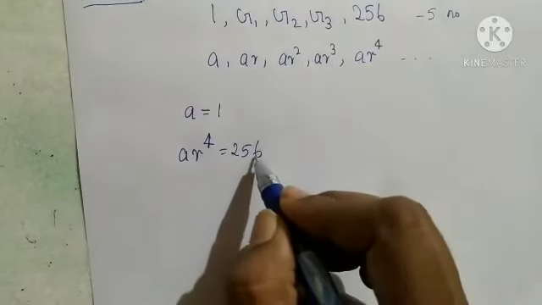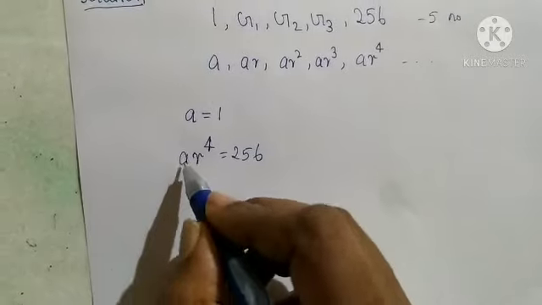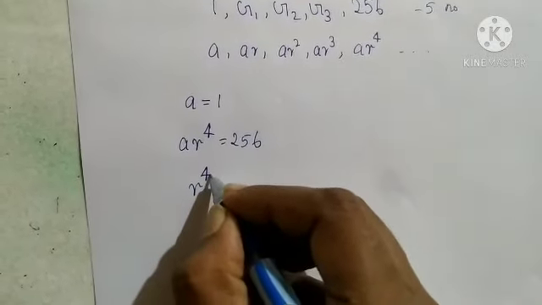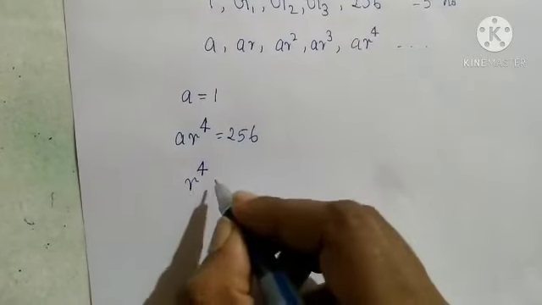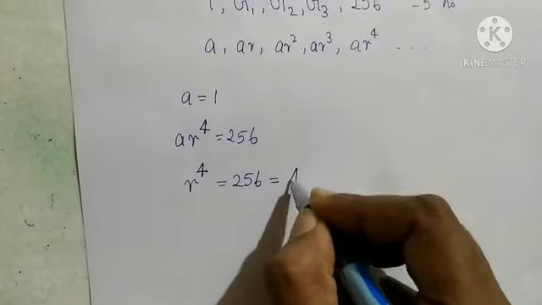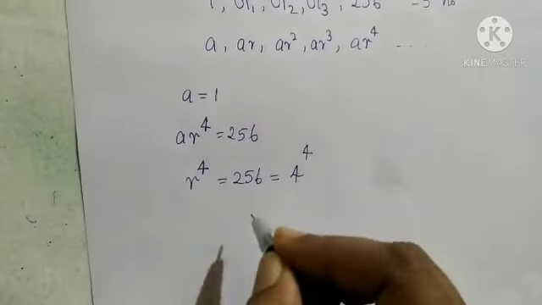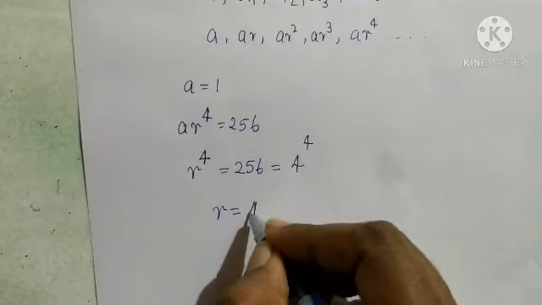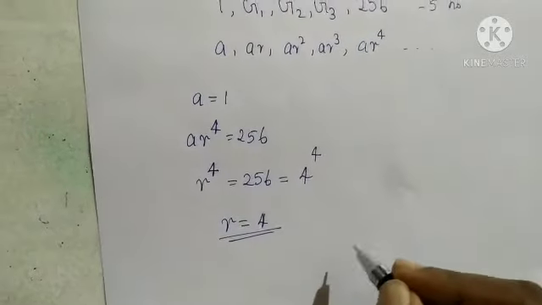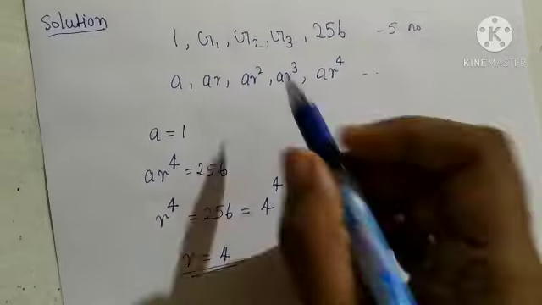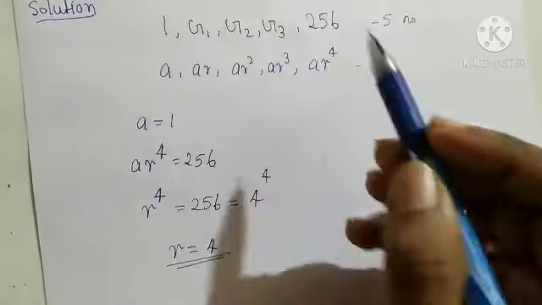So next I am going to find out the value of r here. Using this result, the value of a is 1. So substituting a equal to 1 here, we get r raised to 4 equal to 256, and we know that 4 raised to 4 is 256. So comparing this, we get r is equal to 4. Okay. So next we need to find out the inserted terms 1, 2, 3.